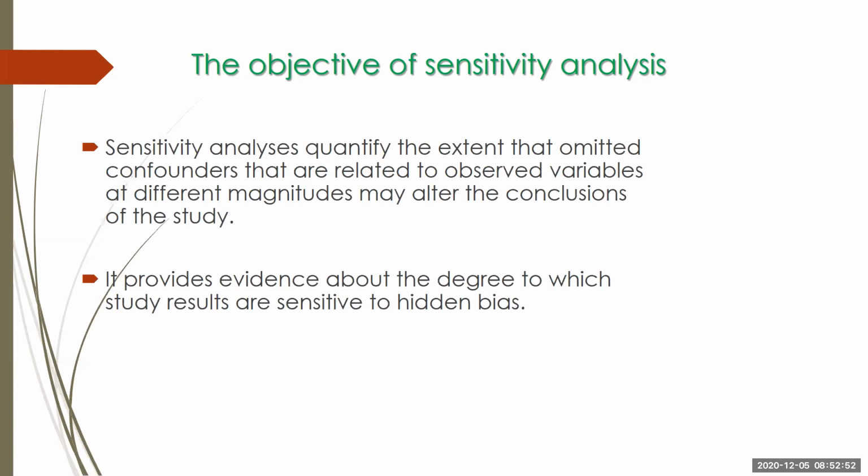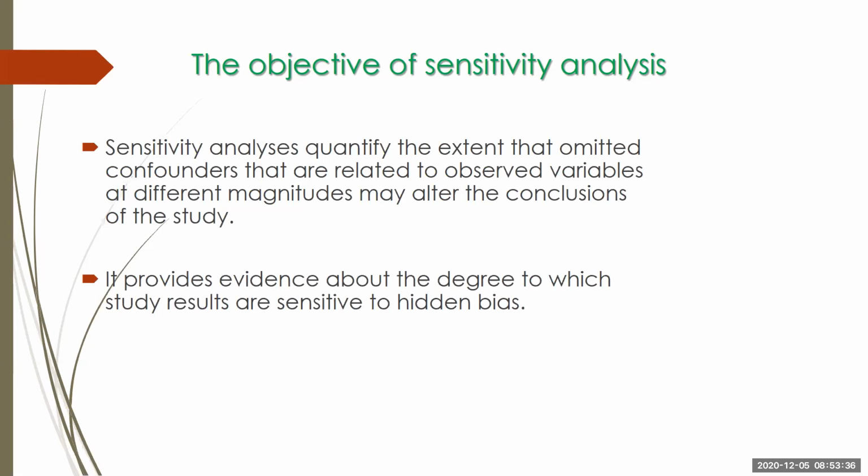Now, there are different types of sensitivity analysis. There is sensitivity analysis to missing data, for example. There is sensitivity analysis to outliers. And here I'm going to specifically talk about one type of sensitivity analysis that's already popular in the field of causal inference, which is sensitivity analysis to omitted confounders. Omitted confounders are variables that are not included in the model, but they are related to observed variables. Therefore, if they were included in the model, they would alter the conclusions of the study.